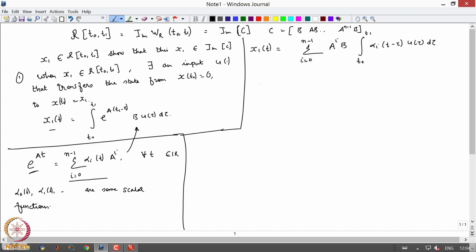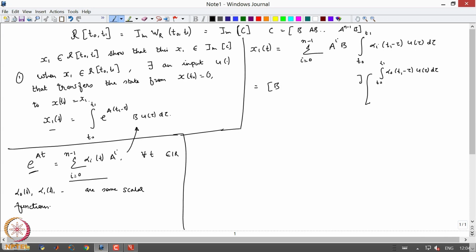Okay, this can also be written. How will this look for i equal to 0? I will have b here, which is multiplied by, for i equal to 0, the integral from t naught to t 1 of alpha naught (t 1 minus tau) u of tau d tau.